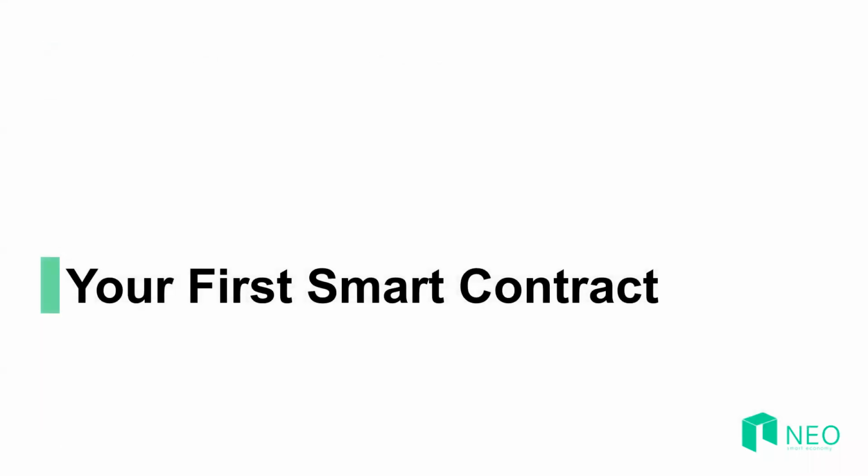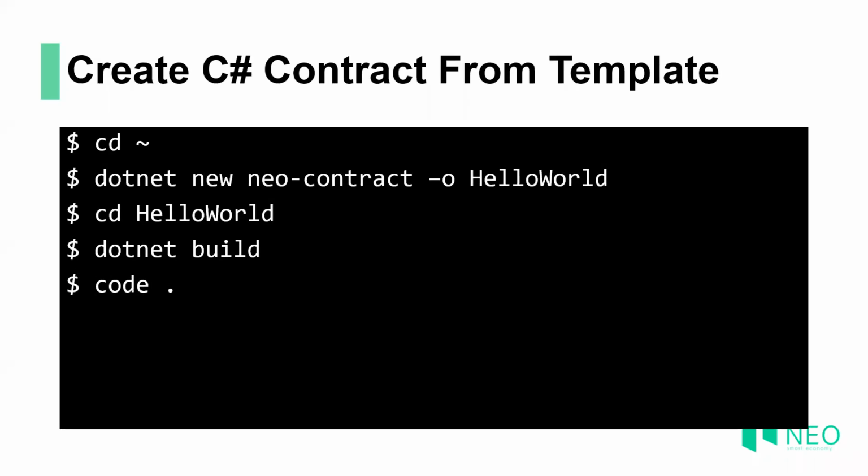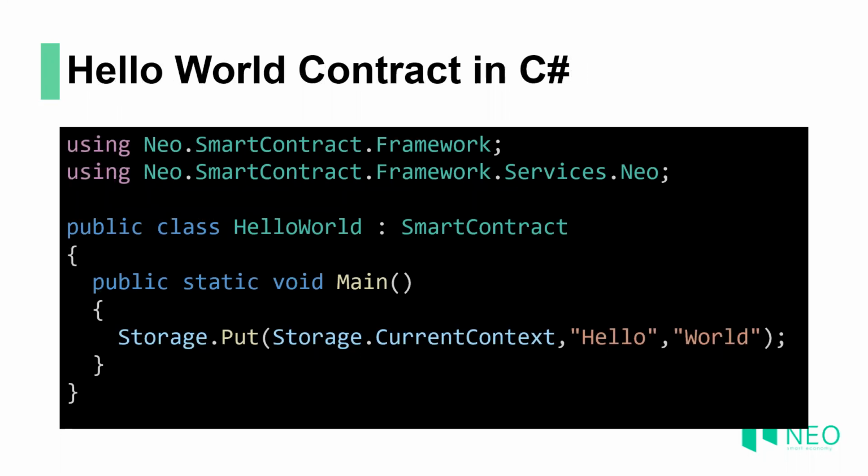So let's write our first smart contract. For this, it's going to be very simple. I'll do this live here in a minute, but I do have a couple of slides. So we're just going to move to our home directory. We're going to call dotnet new neo-contract hello world and build it. And then we're going to take a look at it in code. Very simple. It's going to look basically like this. This is the simplest type of contract we have. This is, as you can see, just normal C# code. You write a main function. And in this example, we are actually going to insert hello world into storage.